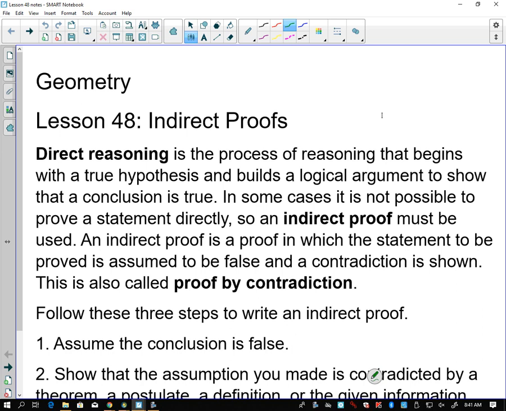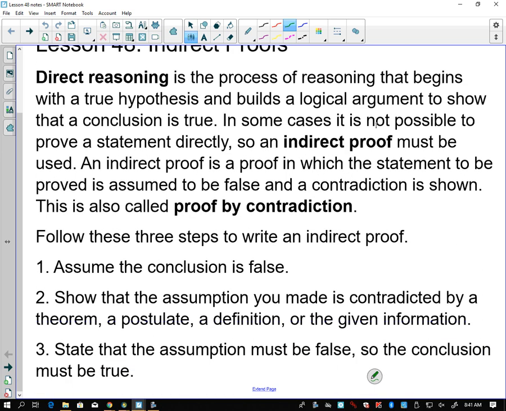If we can't prove that it's false, then it must be what? It must be true. So an indirect proof must be used if we can't use a direct proof. An indirect proof is a proof in which the statement to be proved is assumed to be false and a contradiction is shown. This is also called proof by contradiction. So these are the steps to prove something indirectly. One, we assume that the conclusion that's made is false.